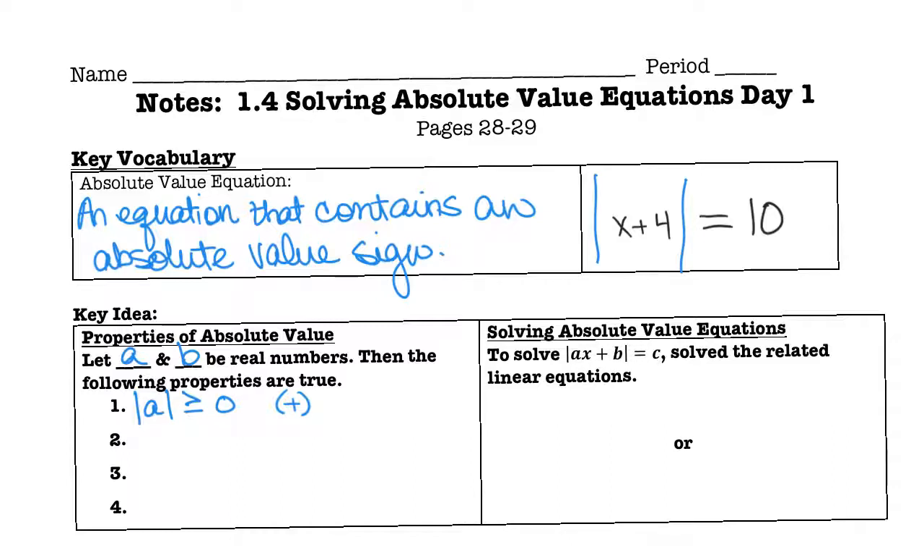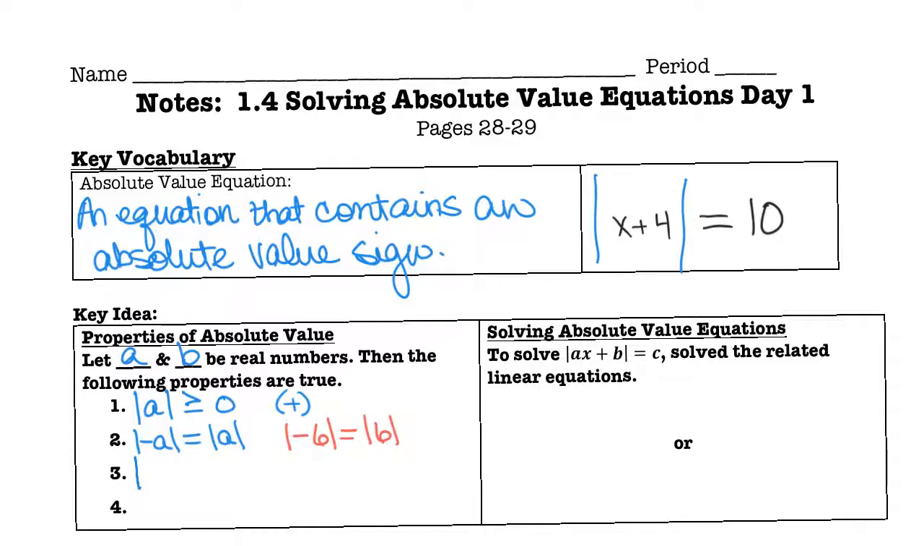The next property states that the absolute value of negative a would be equal to the absolute value of positive a. For instance, if we take the absolute value of negative 6, that would equal the absolute value of 6. The absolute value is, all it's asking is how many units away from 0 is it? So negative 6 is 6 units away from 0, and positive 6 is also 6 units away from 0. So the absolute value of negative 6 would equal the absolute value of positive 6.